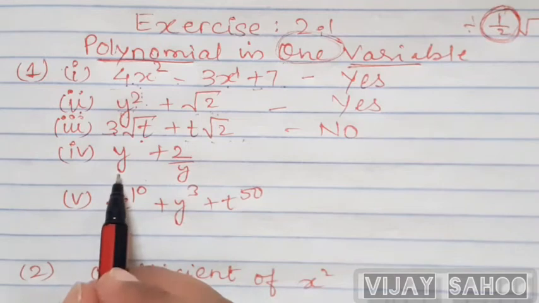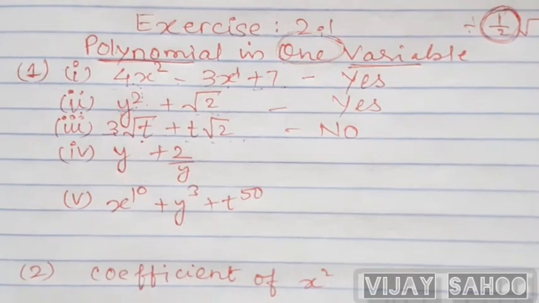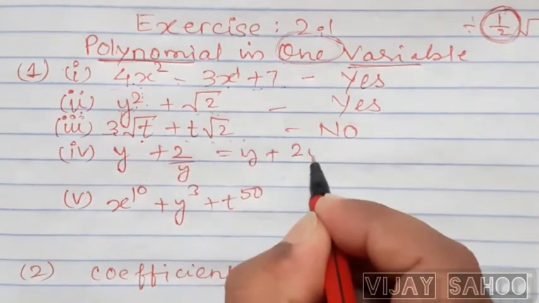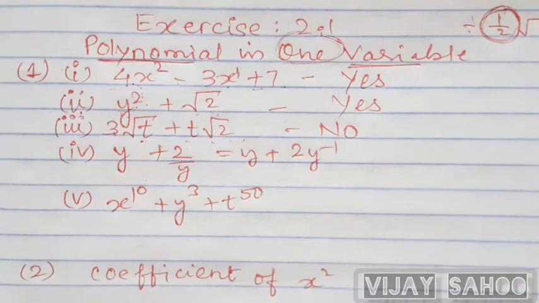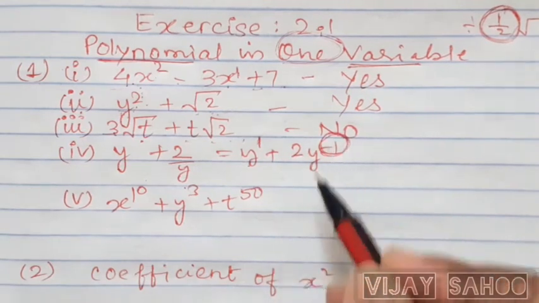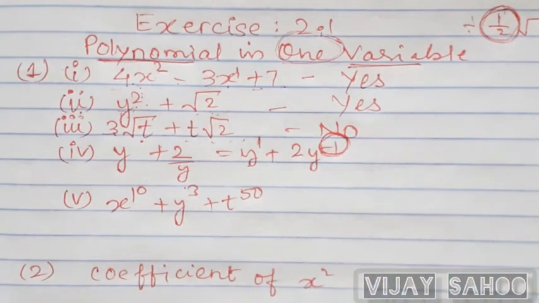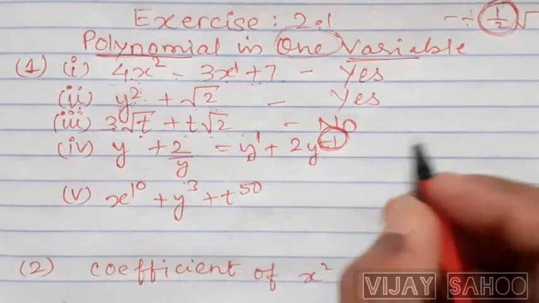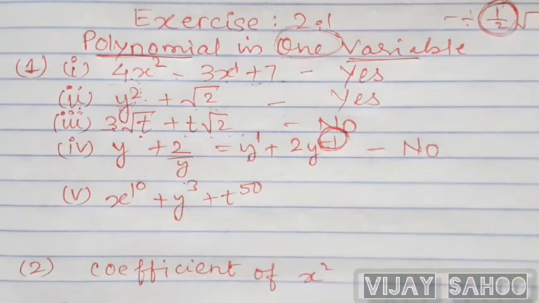Now here, next one, y plus 2 by y. So if I write in this way, y plus 2y power minus 1, right, y power minus 1 if I take it to the numerator. इसे देखने से क्या पता चलेगा, we'll see the power. Here y power is 1, but here power is a negative number. So if power is in negative, division, half or root, it means your value should be a natural number. ये natural number में आता है -1? No. So this is also not a polynomial.